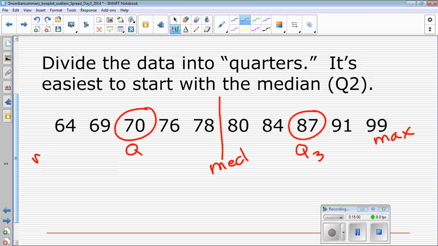So we have our 5-number summary. And hopefully it matches up with what the calculator gave us. Okay, and it looks like it does. Yay. Nice when they work together like that.